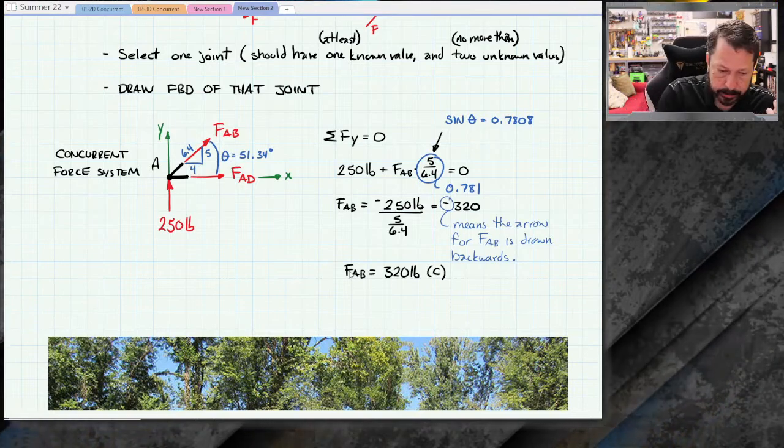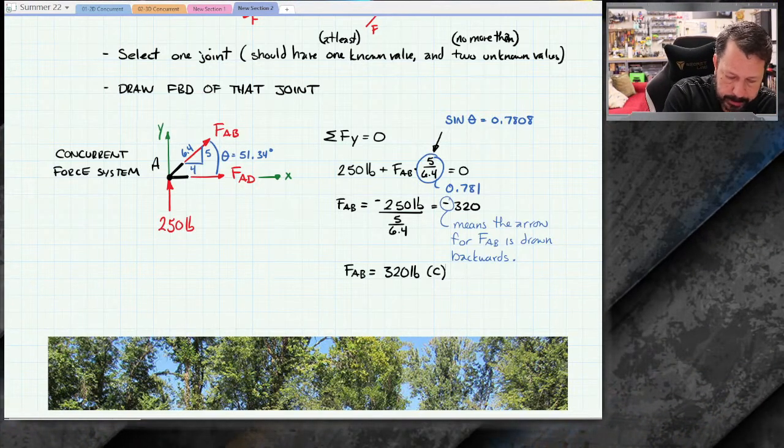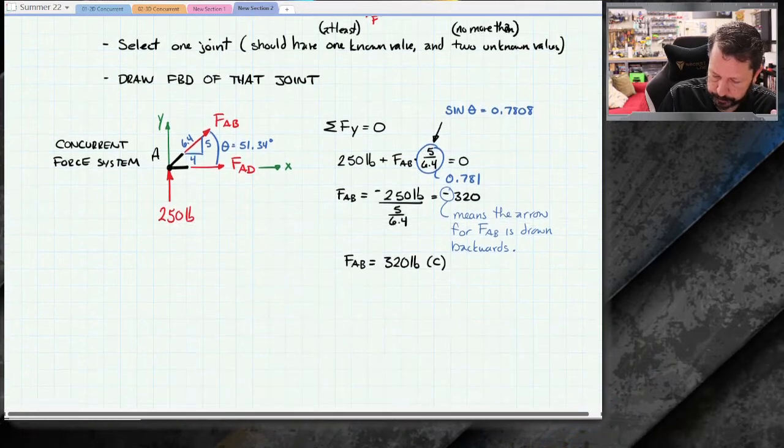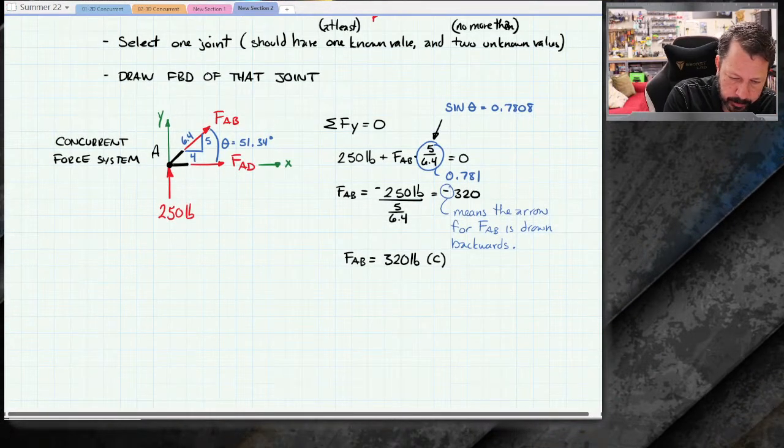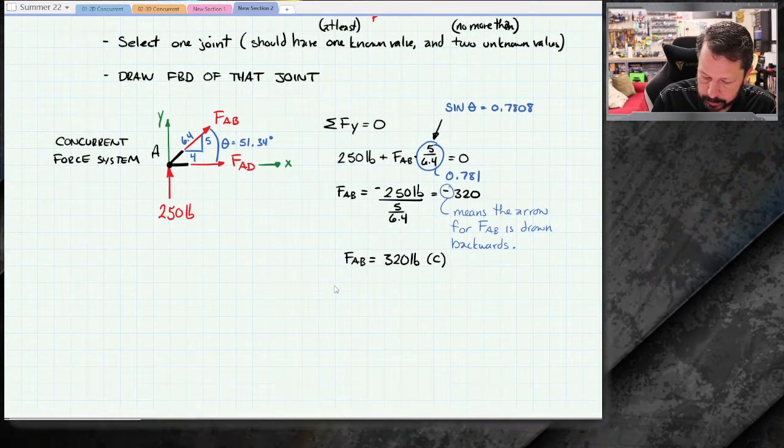At that point, let's insert more space. At that point, we can write our X equation.